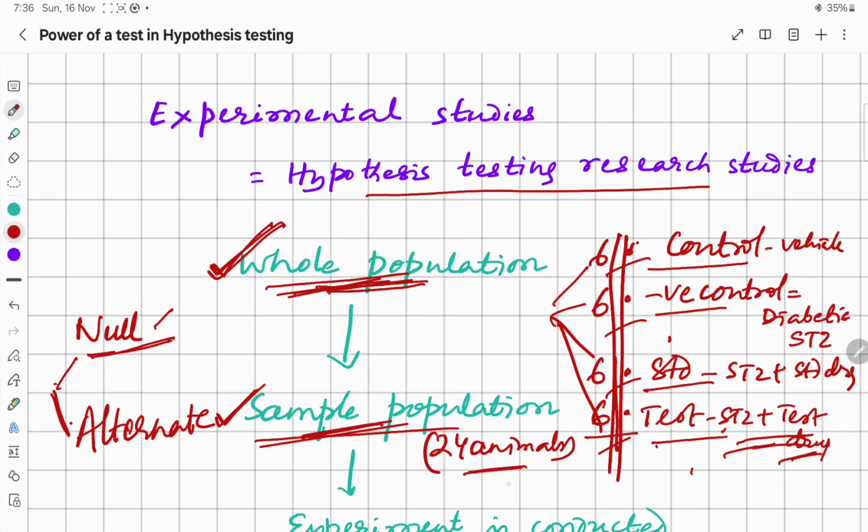Suppose you have divided the sample population, that is 24 animals, into 4 groups of 6 animals each. Then if our assumption is there is no difference between different groups, that is the null hypothesis. If we assume that there is a difference between different groups, that is called the alternate hypothesis.